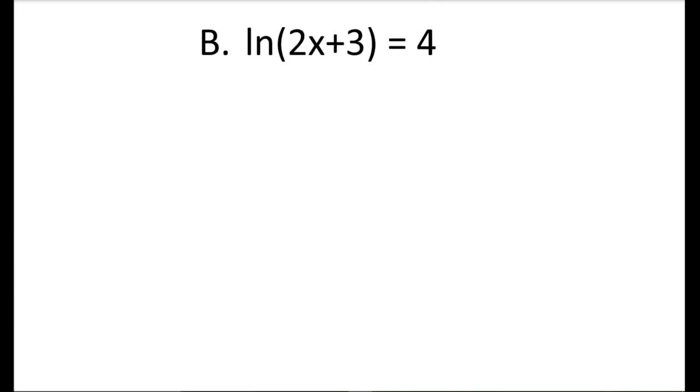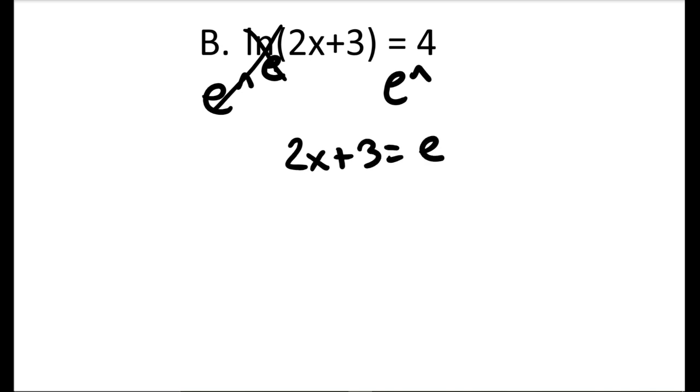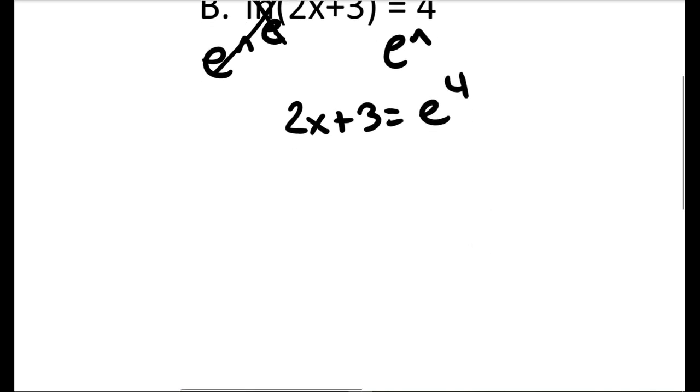So ln of 2x plus 3 equals 4. Remember that there's an invisible e right here. So the only way to get rid of a log is with exponentiation. So we got to literally raise e to both sides' power. So now these cancel because the bases match, the e's match. And now you have 2x plus 3 equals e to the fourth. Remember, e to the fourth is just a number, right? If you were to type that in, you're going to get a big number.